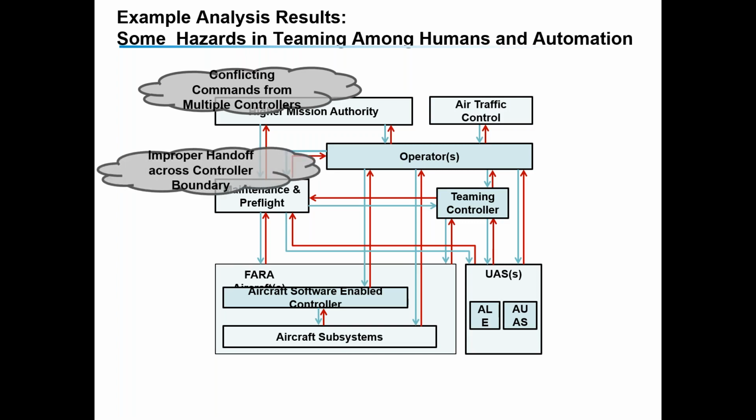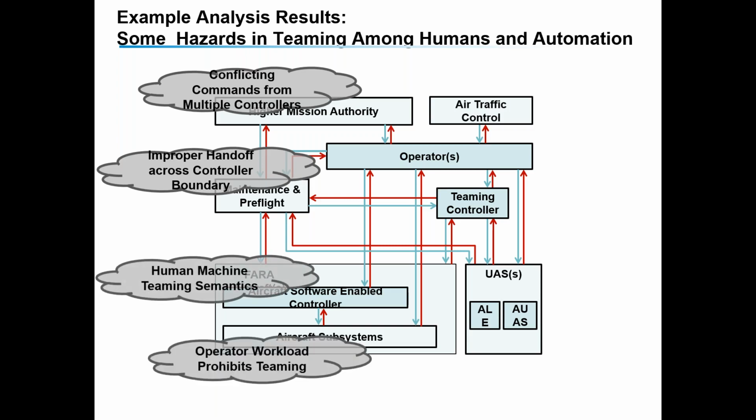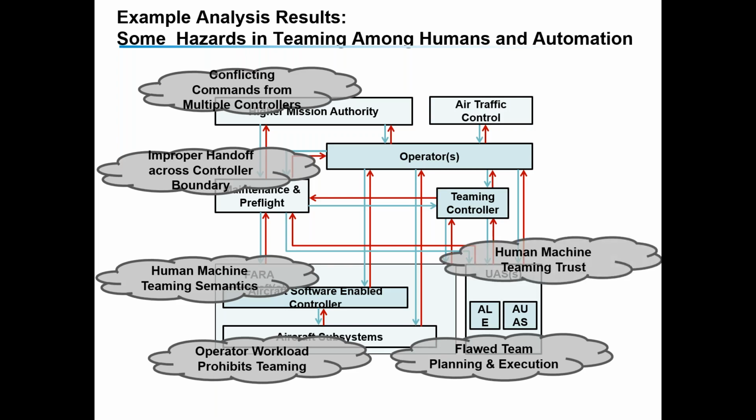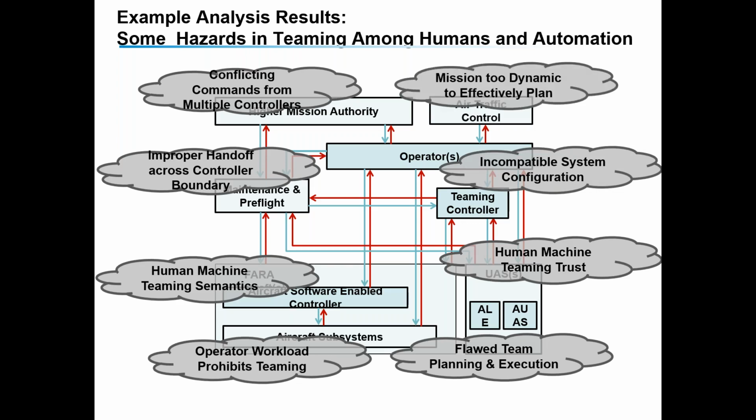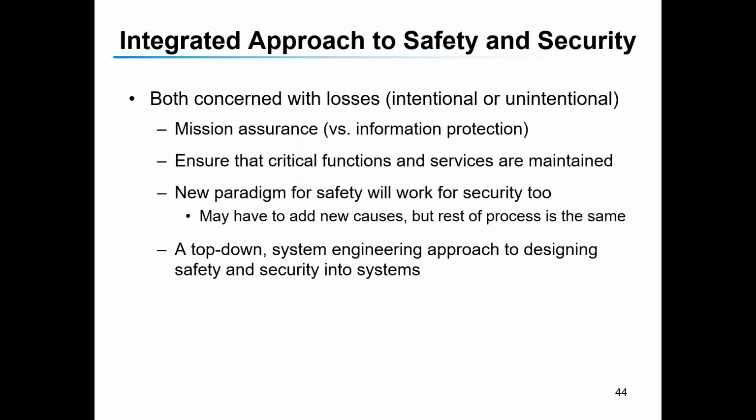There may be an improper handoff across boundaries. There may be machine teaming semantic problems. There may be workload problems that prohibit teaming. There may be flawed team planning and execution. There may be trust issues. This is a real problem. How do we get the human pilots to trust the automated team member that they're teaming with? Incompatible system configurations, the mission's too dynamic to effectively plan because the mission is changing continually, but we still have to make it safe. Those are just some examples of the kinds of problems that STPA can handle.